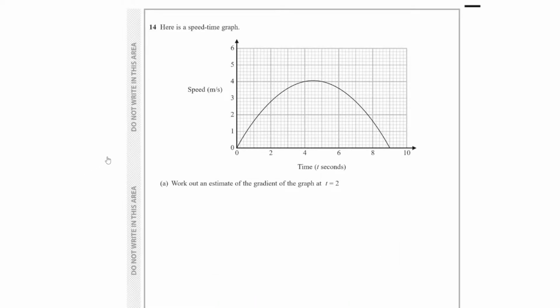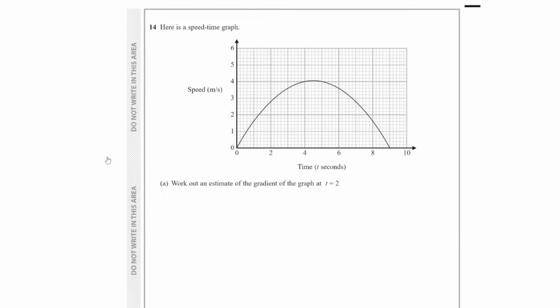Okay, question 14. Here is a speed time graph. Part A, work out an estimate of the gradient of the graph at t equals 2. I feel like this is quite a good paper, actually. This is another one where, as long as you know exactly what to do, it's really easy every time.